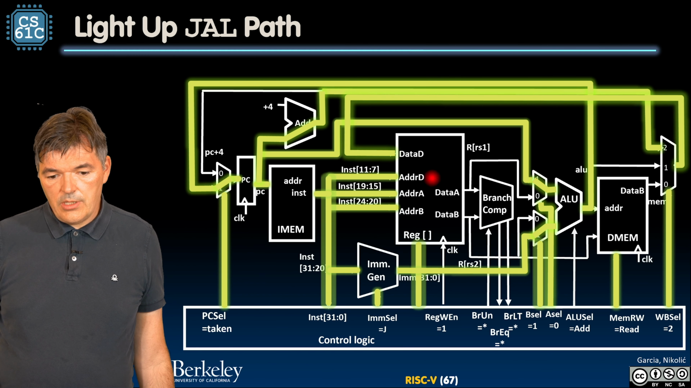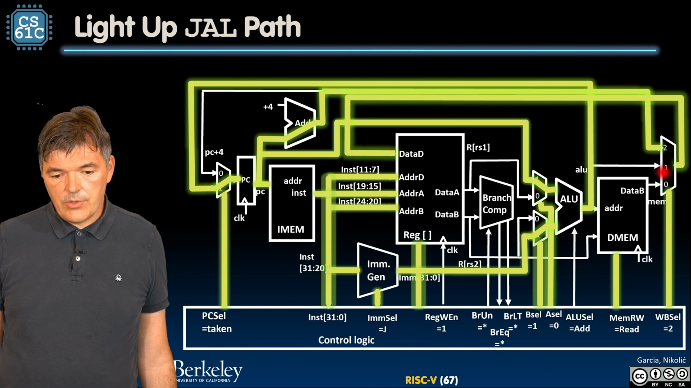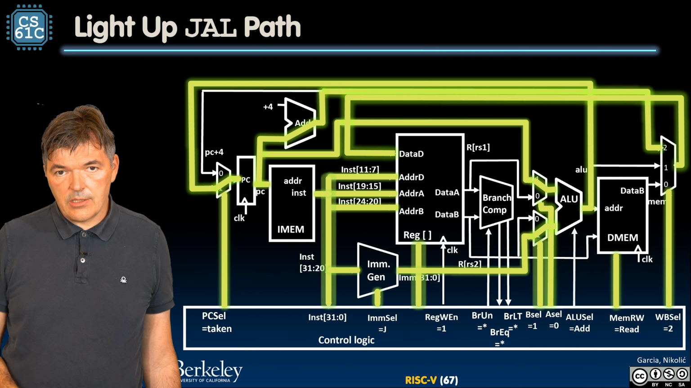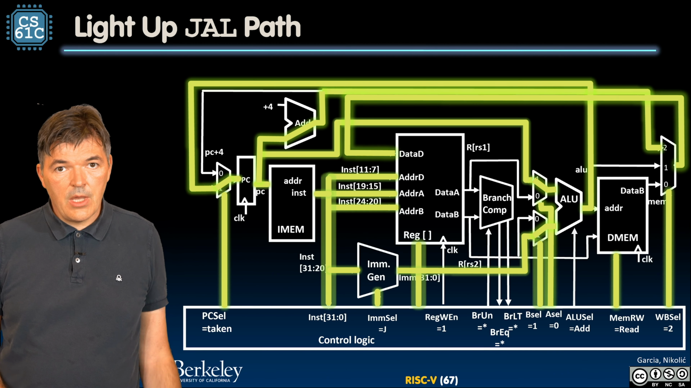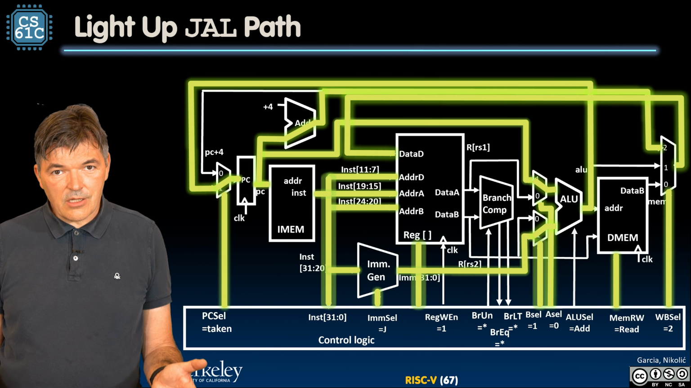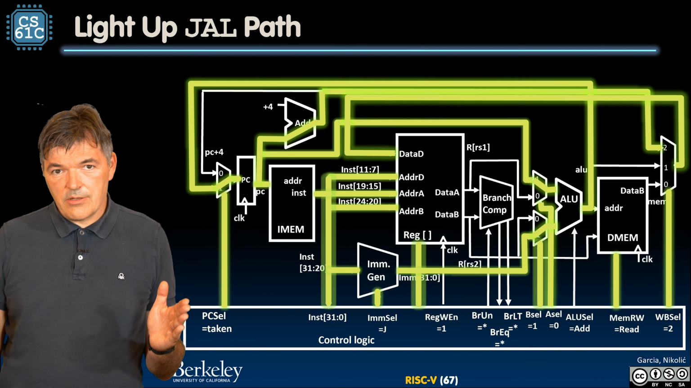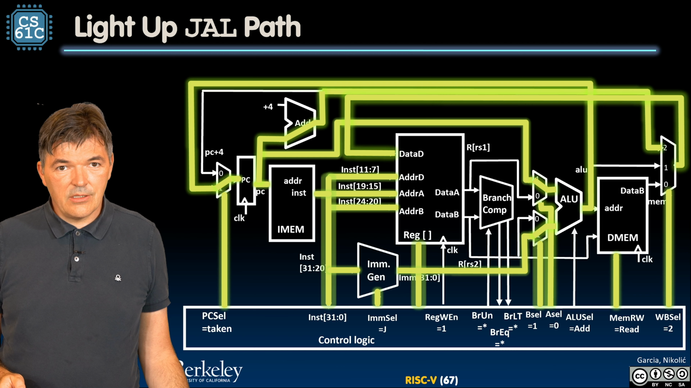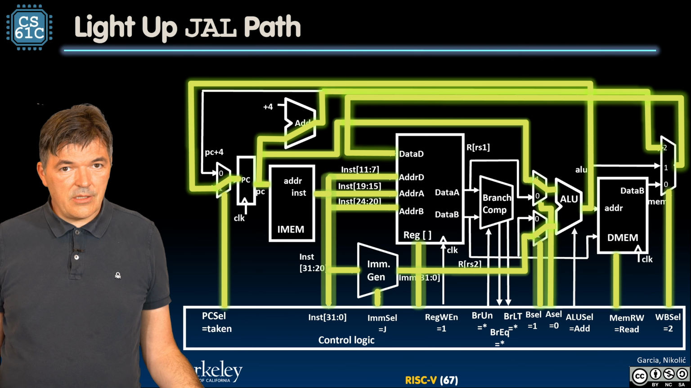Finally, we just use the write back select multiplexer to pick PC plus 4 to be written back in the destination register RD. On the next clock tick, the destination register and the program counter are updated to the new values. And that is it. That is what JAL does.